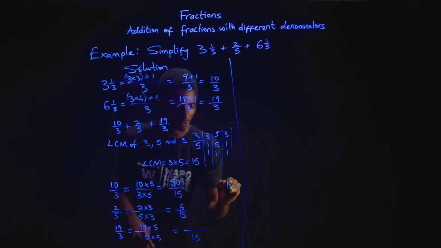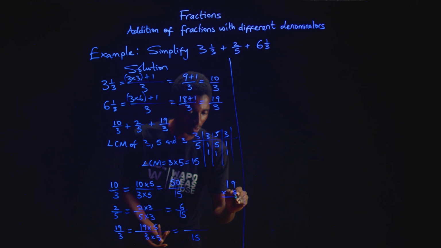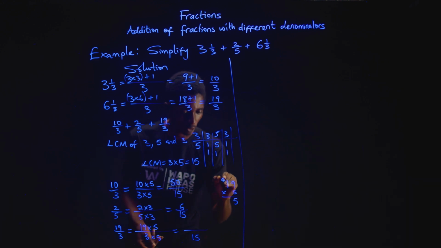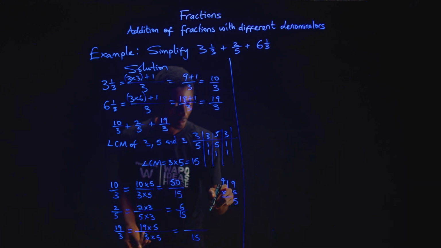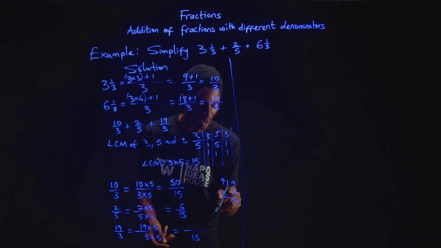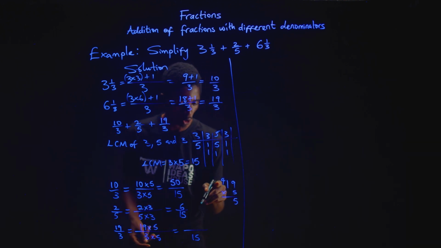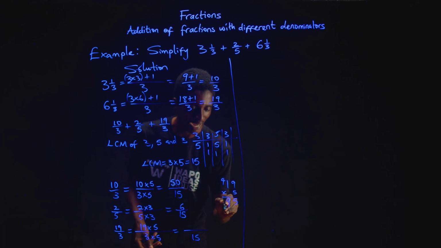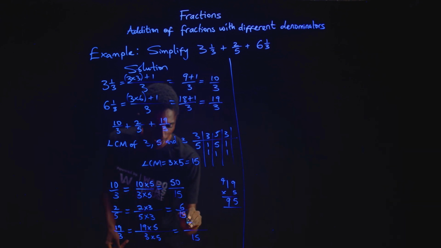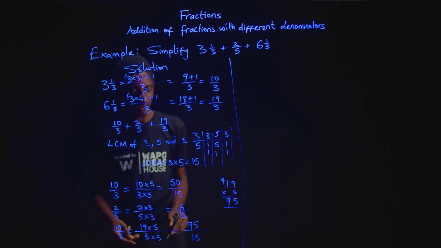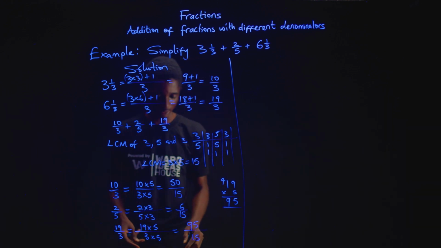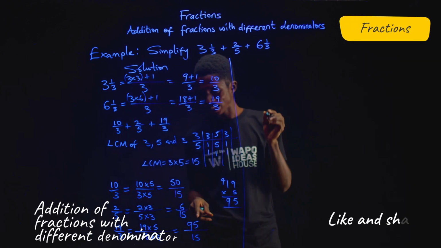Now, 19 times 5, 5 times 9, that's 45. 5, carry the 4. 5 times 1, that is 5, plus 4 will give us 9. So we have 95. So this is 95 over 15. Now, let's add them up.